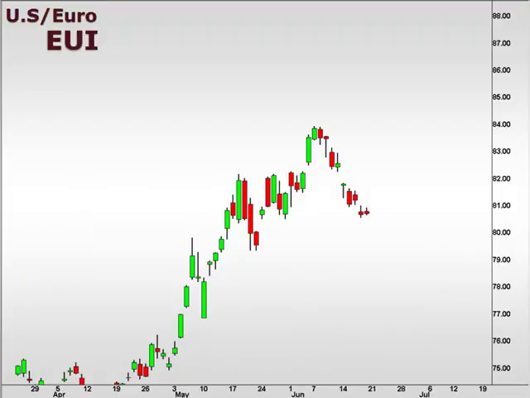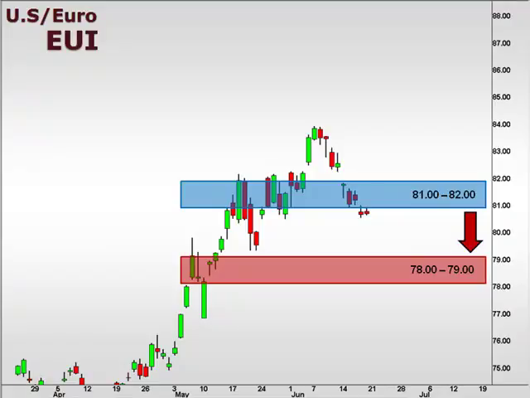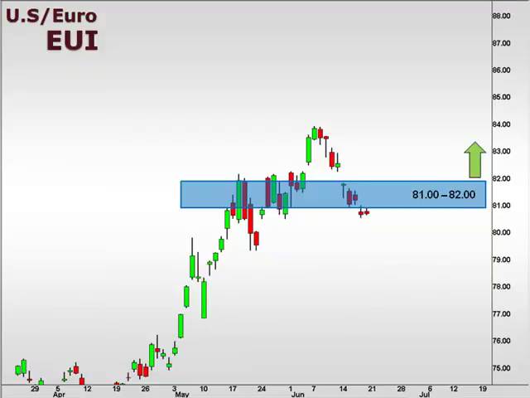Let's take a look at the EUI, the US versus the Euro. As you can see here, the pair has slipped below our 81-82 focal zone, and a continuation lower will have us targeting this 78-79 box. However, the pair is due for a retracement, and with the pair showing some indecision last Thursday and Friday, we are looking for a move back into this 81-82 focal zone once again, suggesting a possible move higher during next week's trading activity.